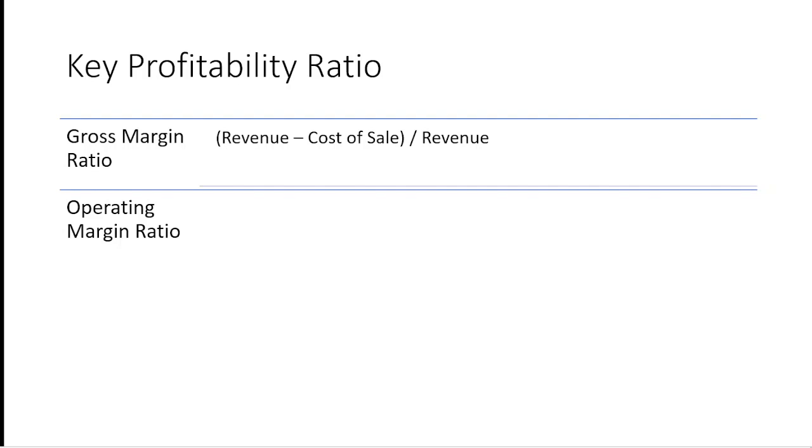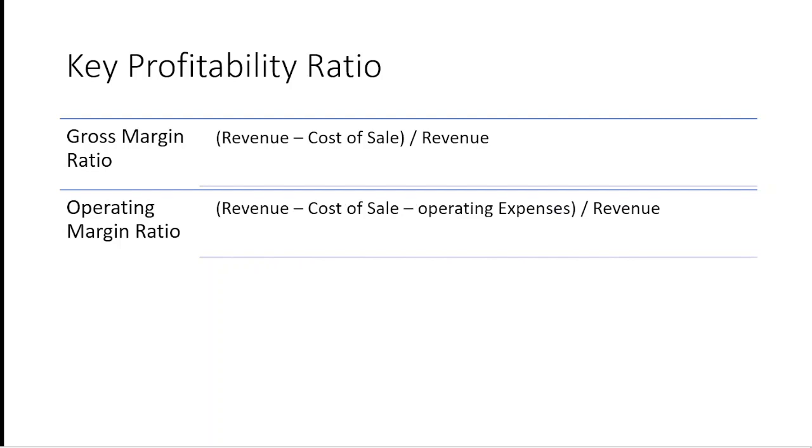So comparing the gross margin between competitors, against the industry's averages, or against the previous years, helps to understand what the strategies of the company are, whether they are going for volume or going for value. Then it comes to the operating margin ratio. So what is the meaning of operating margin ratio? Operating margin usually means revenue minus cost of sale minus operating expenses.